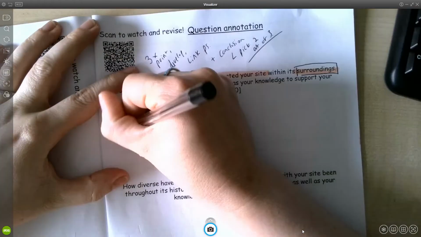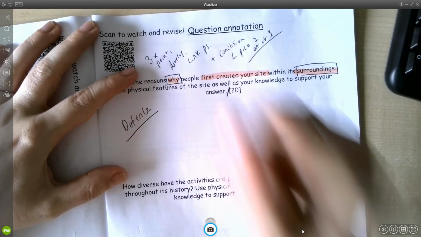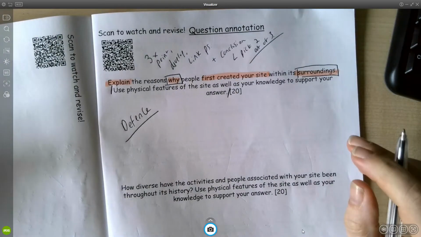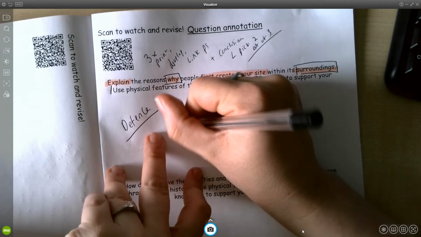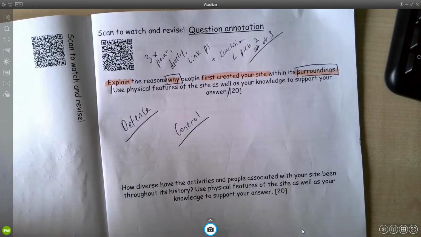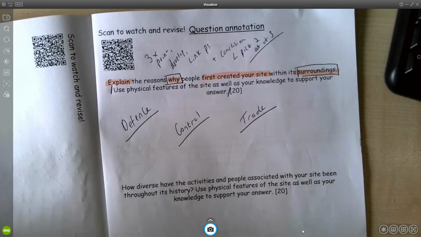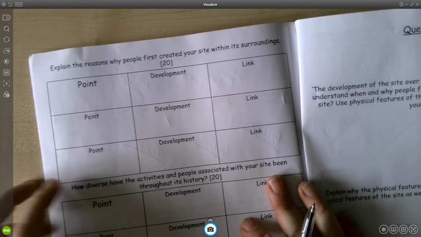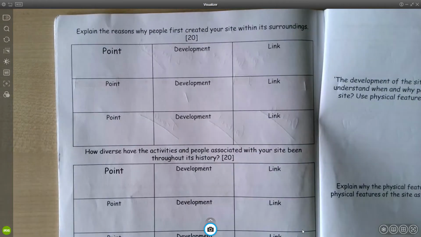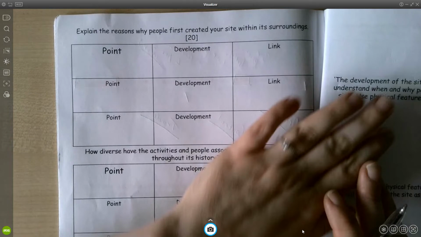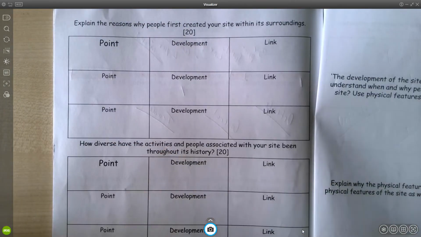So the first point I would think of is defence. It's a Norman castle. All Norman castles were for defence. It's also for control, to control the local Saxon population. And also, Skipton's location was also chosen because of trade. So we're going to turn over, and just like we've done with the other questions, we're going to have a go at planning our answers. So just pause, have a go, and then come back and see whether you are correct.